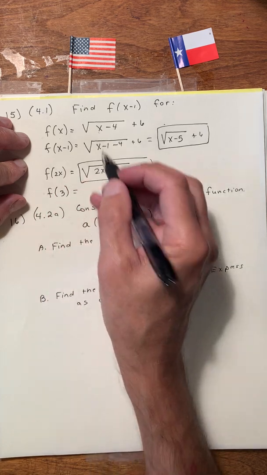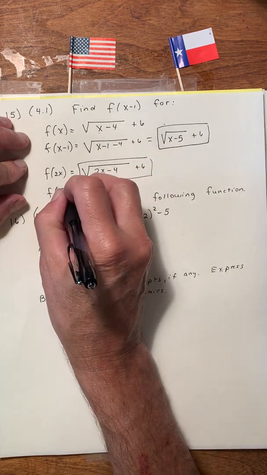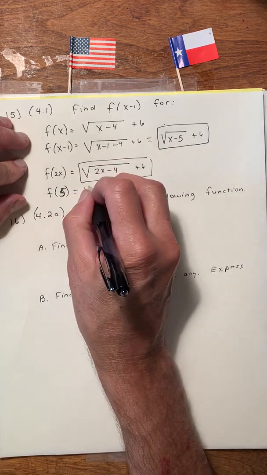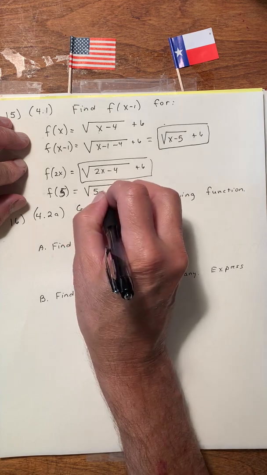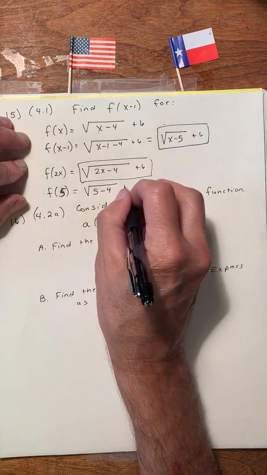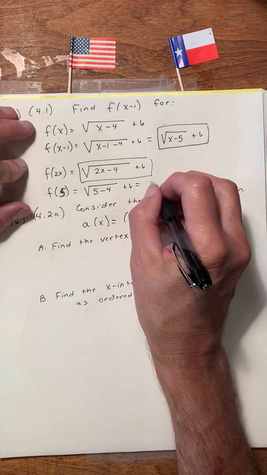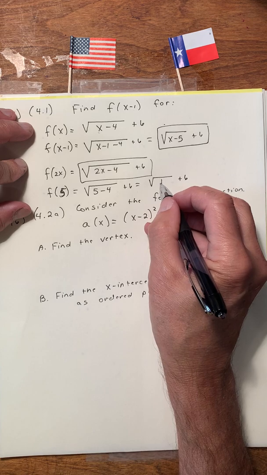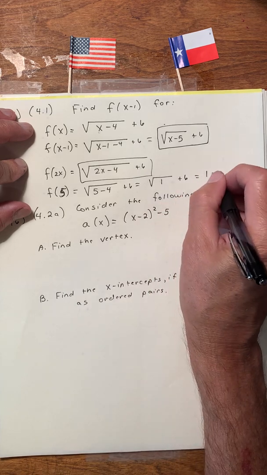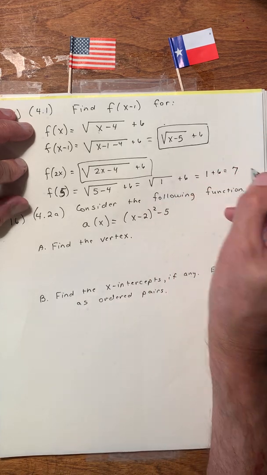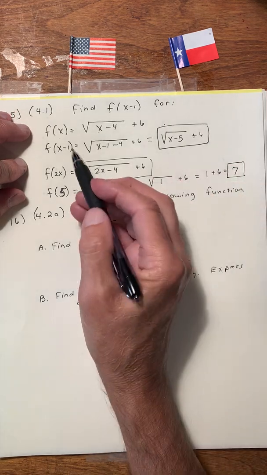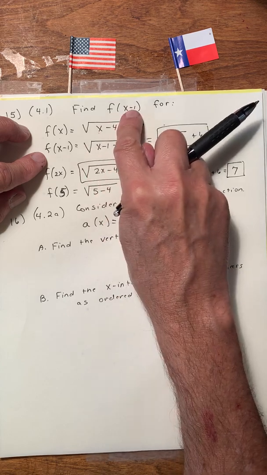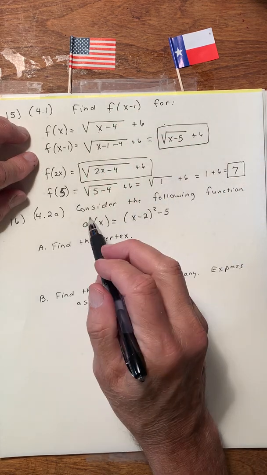No big deal. Whoops, let me do 5. F of 5. Everywhere there's an x, I put a 5, plus 6. This one I can simplify, because 5 minus 4 is 1. Square root of 1 is 1. No big deal. So when it says f of something, everywhere there's an x, you put the something, and then you evaluate if possible.